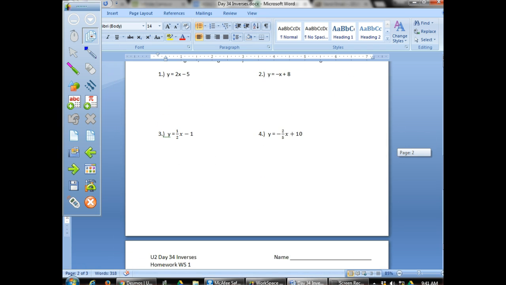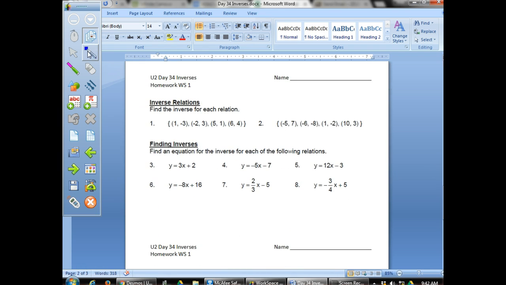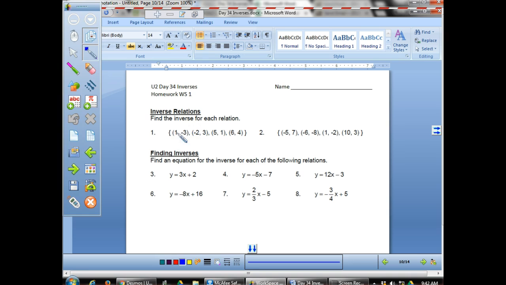So let me just do one from each section for you here. And that doesn't leave you much left to do. So if I want to find the inverse, I know that my values of x and y are simply going to reverse. So I'm going to do this first one with you. So it's going to be (-3, 1), (3, -2), (1, 5), and then (4, 6). So that's how you do those. And then down here, these are all pretty much what I just did. Let's go ahead and I'll do number 8 with you.